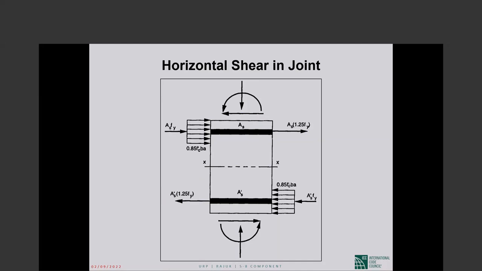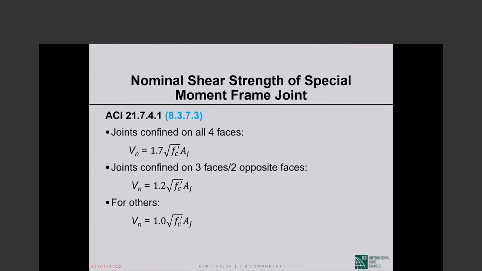Okay. So that shear cannot exceed phi times V sub n, the shear carrying capacity of the joint. The joint is good for so much. If it is an interior joint, it says confined on 4 faces, 3 faces, etc. And I will tell you what confined means. But basically, if it is an interior joint, your nominal shear strength is 20 square root of f sub c prime times A sub j in our units.